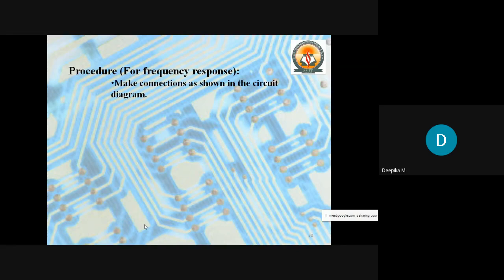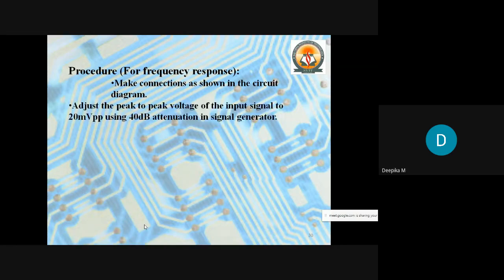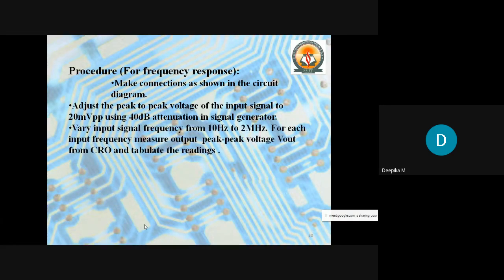Coming to the procedure, make the connections as shown in the circuit diagram. Adjust the peak to peak voltage of the input signal to 20 milli VPP using 40 dB attenuation in the signal generator. That means we are going to give input from the signal generator, and we have to vary the input signal frequency from 10 Hertz to 2 megahertz. That means here the varying thing is frequency.